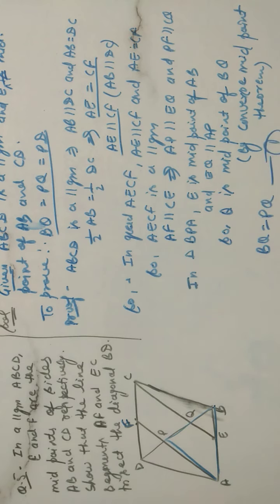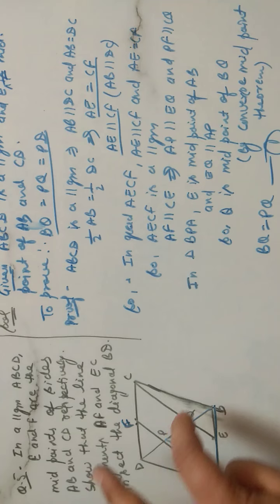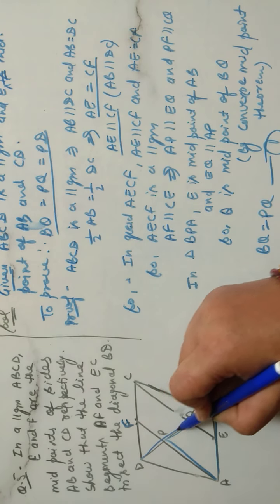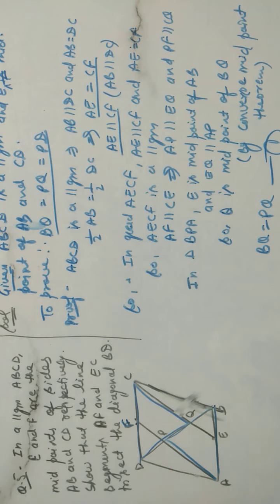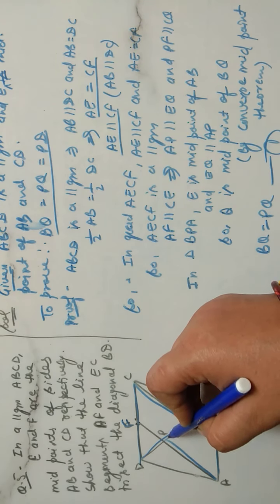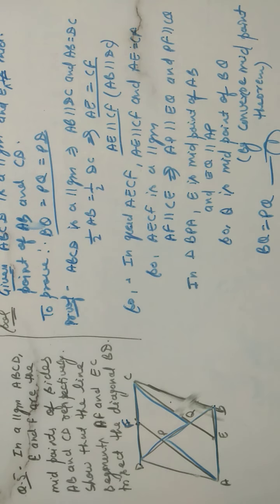How did we do it? First of all, we took this triangle. In this triangle, E is the midpoint of this side and EQ is parallel to this one. Then Q is also the midpoint of BP by the converse of the midpoint theorem. Now we will repeat the similar thing with this other triangle. This one is the midpoint and this line is parallel to that one. So P is also the midpoint, so these two parts are also equal.